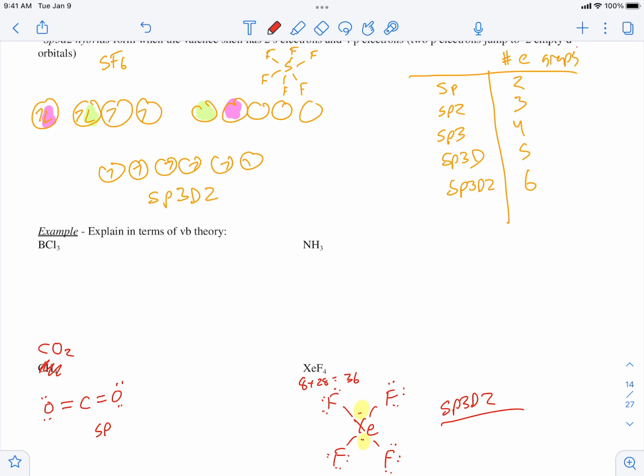Now, another way, if it helps to think of it this way, is that your hybridizations do correlate with bond angles. So the sp, of course, is 180. The sp2 is the 120. The sp3 is the 109.5. sp3d has 2 angles because the trigonal bipyramid has 2 angles. Depending on your perspective, it's either the 90 or the 120 if you're looking at it from top down or from the side. And then sp3d2, everything is 90.